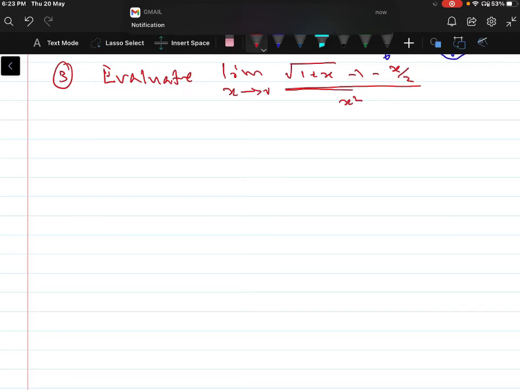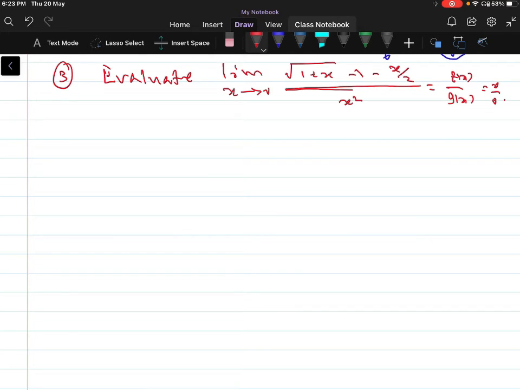Problem: evaluate limit as x approaches 0 of the function square root of 1 plus x minus 1 minus x by 2, by x square. So these are of the form f of x by g of x. When we put x equal to 0, 1 minus 1 is 0, then minus 0, and 0 by 2 is 0, so that is 0 by 0 form. Now we apply L'Hopital's rule.